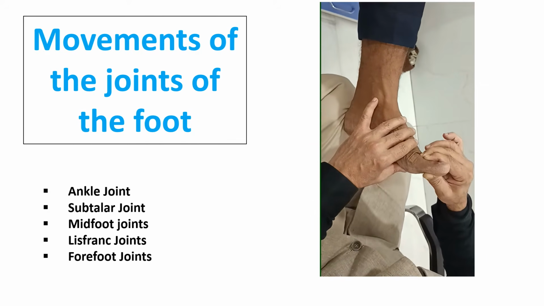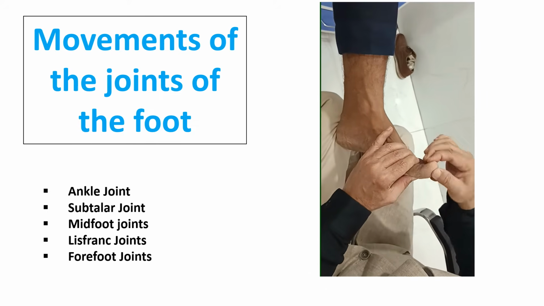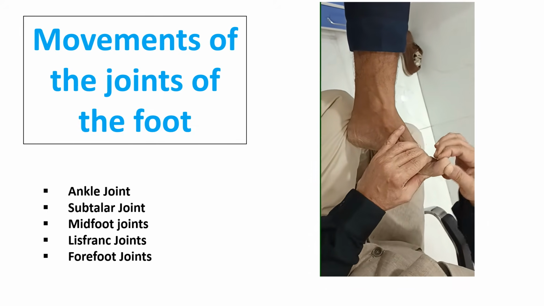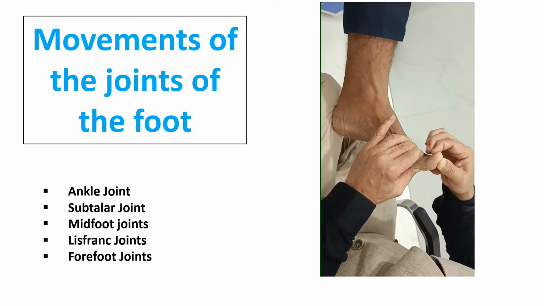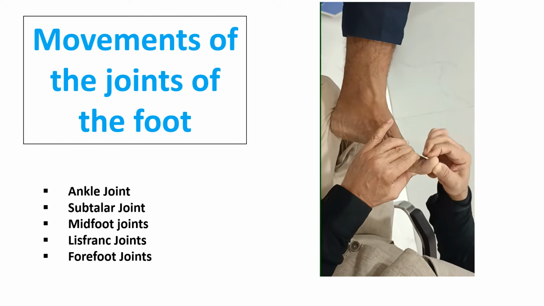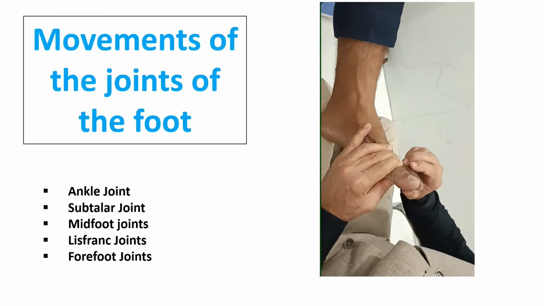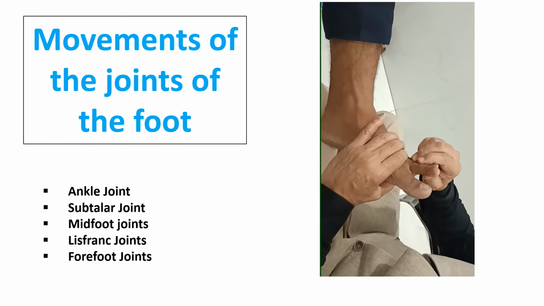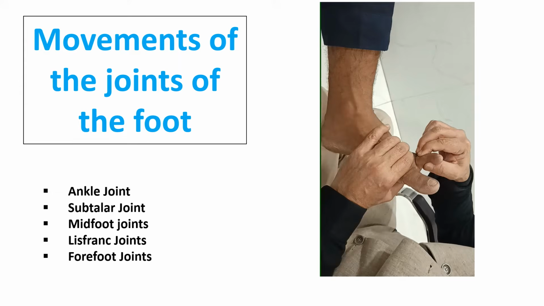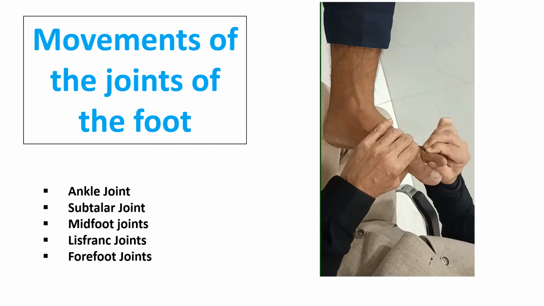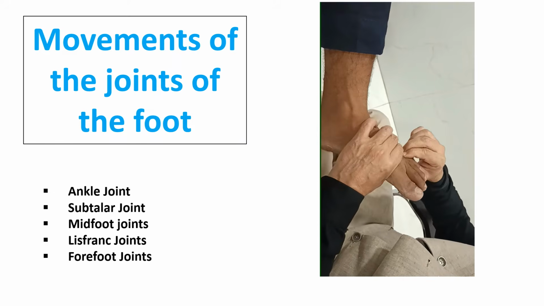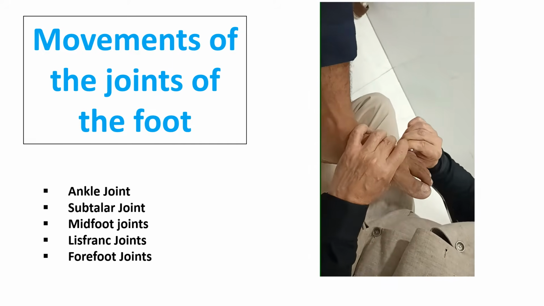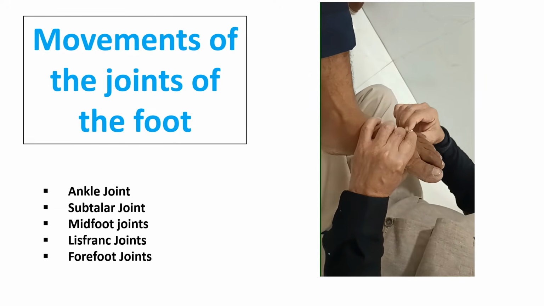And similarly, for the movement at the interphalangeal joint, hold the proximal phalanx of the big toe and then move the distal phalanx to check the movement at the interphalangeal joint. Similarly, you can check these movements at the lesser toes also, so that you have a complete idea of the movements of the various joints of the foot.